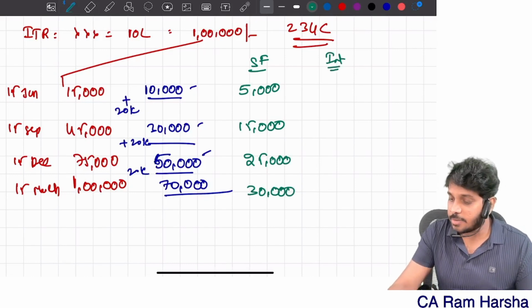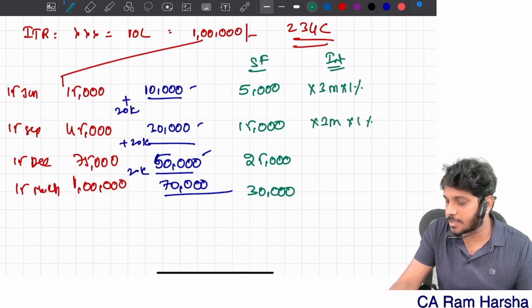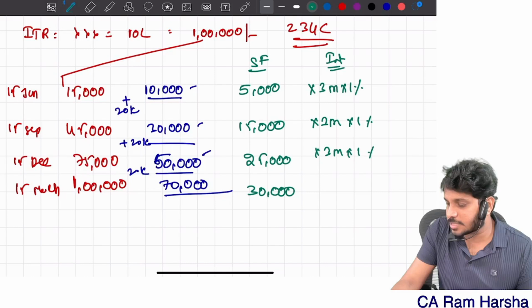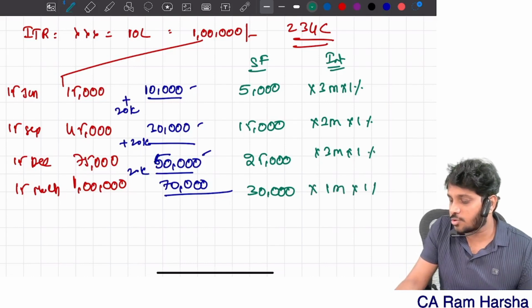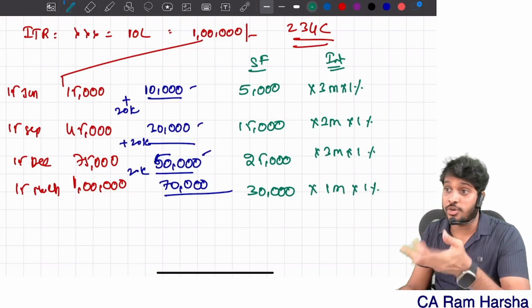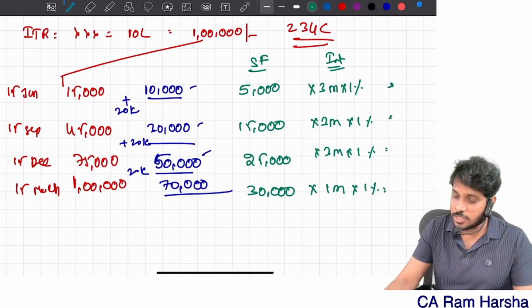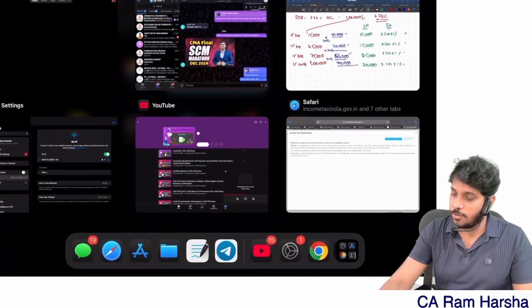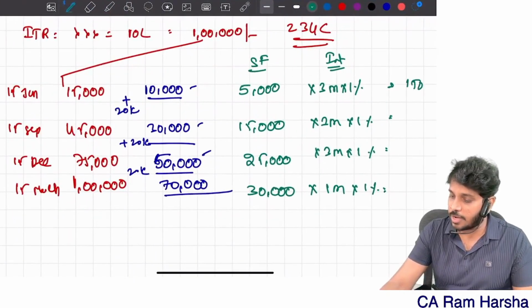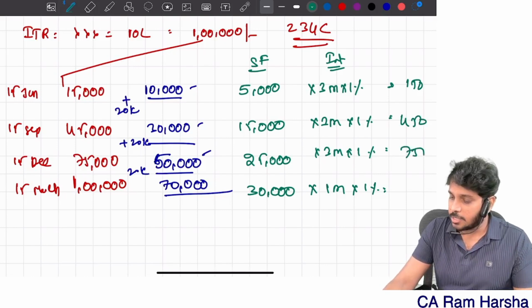Then interest will be applicable. At what rate? Into 3 months into 1%, into 3 months into 1%, into 3 months into 1%. What is the logic? I already told in our regular class clearly. We computed the alternative mechanism also. 5,000 into 1%, 50 into 3 months, 150. Here it is 450. Here it is 750. Here it is 300.